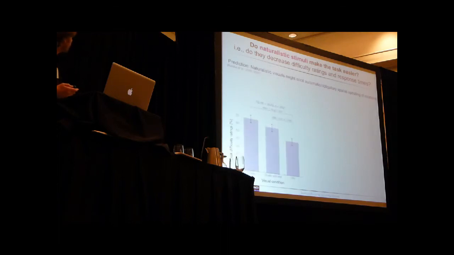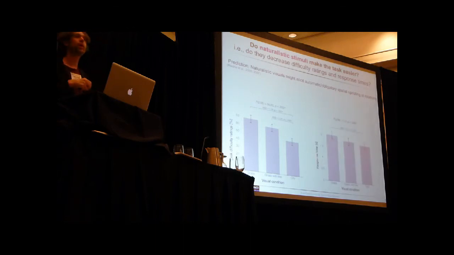So how about using the more naturalistic cues? Does this help to reduce the non-turner rate and induce automatic spatial updating? And so here the difficulty ratings actually go down, so it's perceived as easier to do the task in a more naturalistic environment. And also there's a bit of a reduction in response time, so people can do the task faster in a naturalistic city environment. So yes, they do make the task easier and faster.